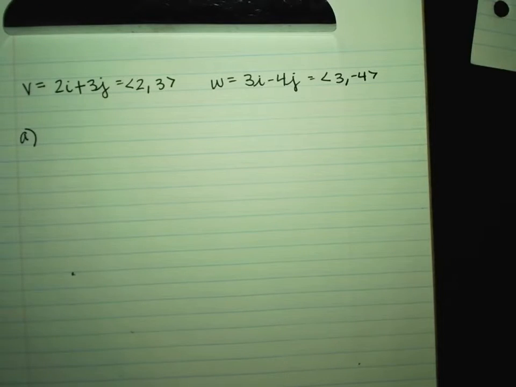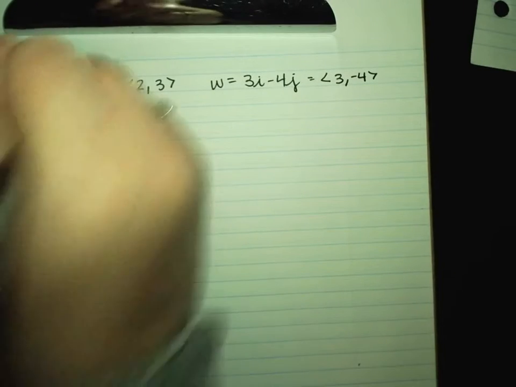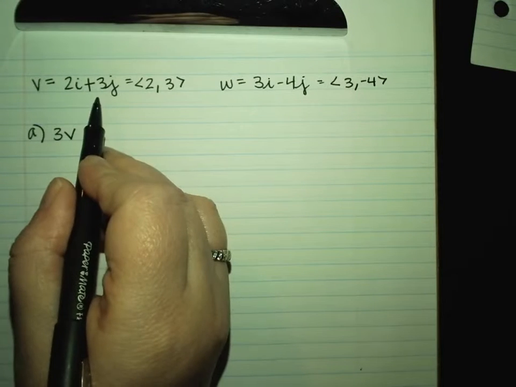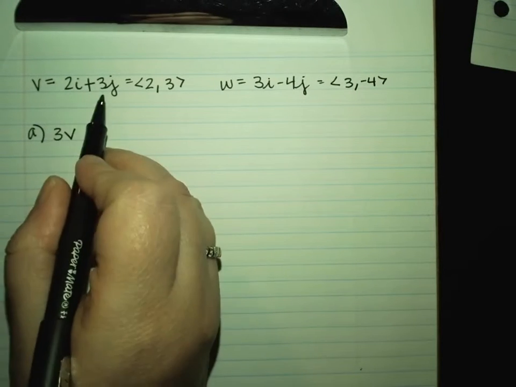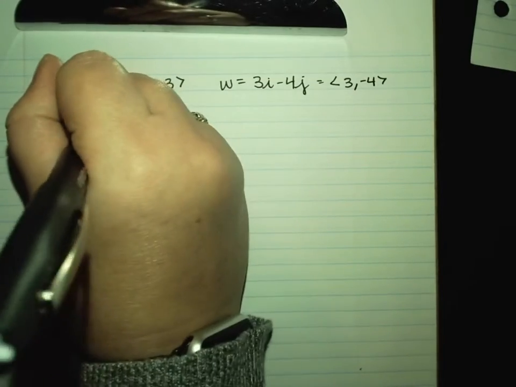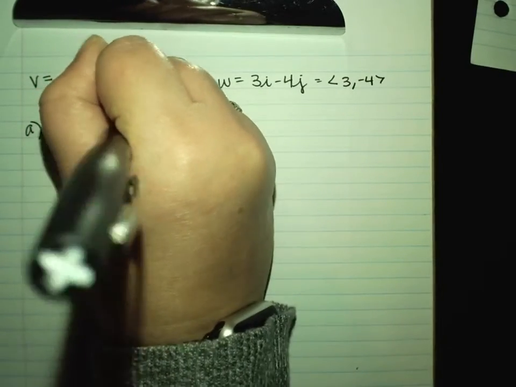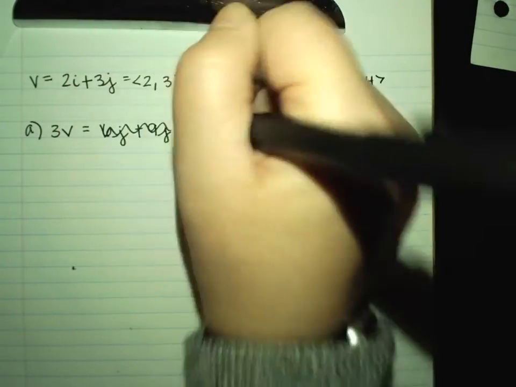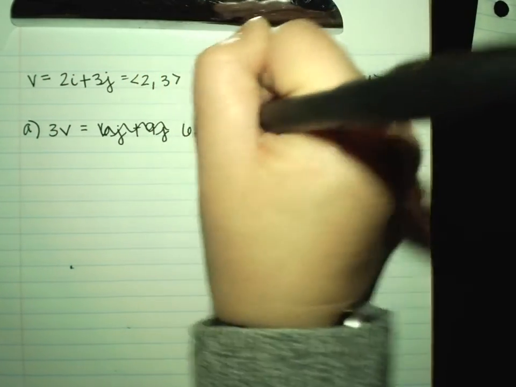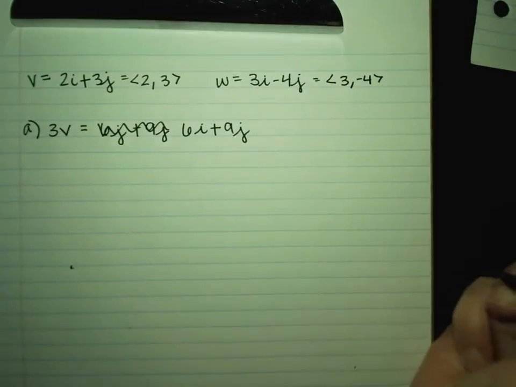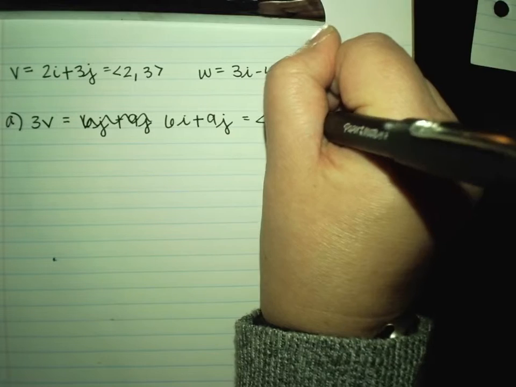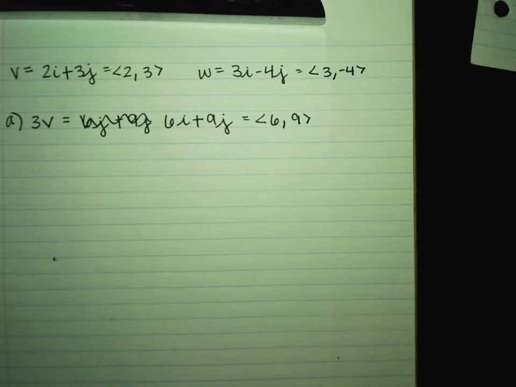So part A is supposed to find 3v. So v is 2i plus 3j. I'm just going to multiply each component by 3. So that becomes 6i plus 9j, which is the same as 6, 9 in that algebraic form.